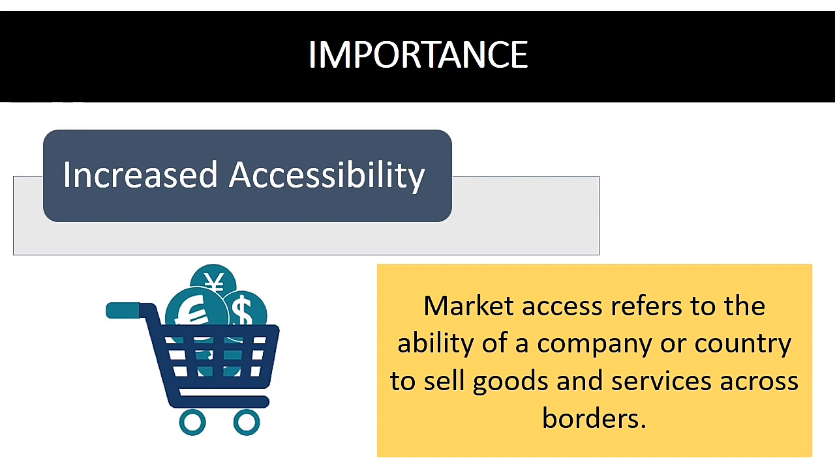Another importance of international market is the increased accessibility. Market access refers to the ability of a company or a country to sell goods and services across borders. Market access is often a negotiation between countries for their mutual benefit, but it may not necessarily result in free trade. International trade involves complex negotiation between two or more governments. So with that, the international market provides increased accessibility of products and services that the company could offer to people.